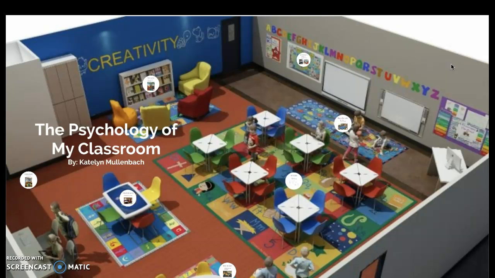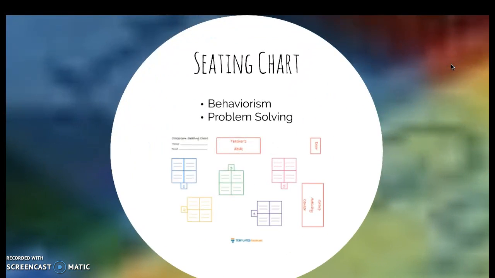Next, I'm going to talk about the seating chart. I plan on having this in my classroom because it naturally forms a sort of community between the students. How desks are positioned and arranged can largely affect a student's overall learning environment as well. Therefore, I would like to organize my classroom into pods like shown.